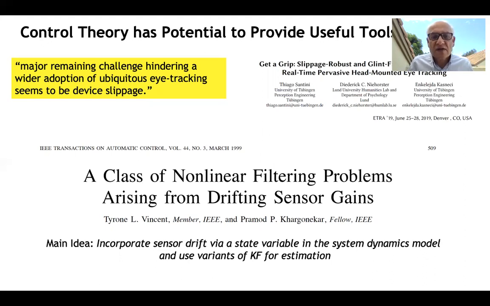And the idea was relatively simple. We modeled the sensor drift via a state variable. And so it became a nonlinear Kalman filtering problem to which we came up with a solution and actually proved properties of its error characteristics and so forth. And so this is just an example. Again, I don't know how applicable it is going to be, but there is this whole body of literature in the control world that I think has the potential to be useful for eye tracking.